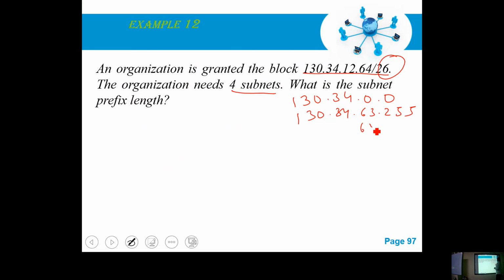130.34.63.255. Then 64.0 to 127.255, then 128.0 for the third one to 191.255, then 192.0 to 255.255. Like that we can consider if it is class B. But we are not saying this is class B; the prefix value we have is /26. So how many addresses are there in this particular block?